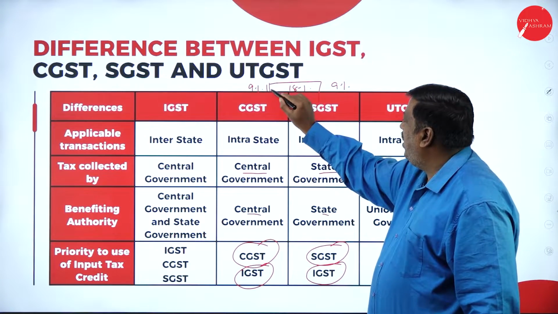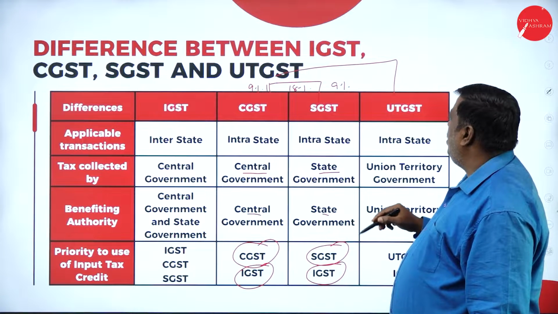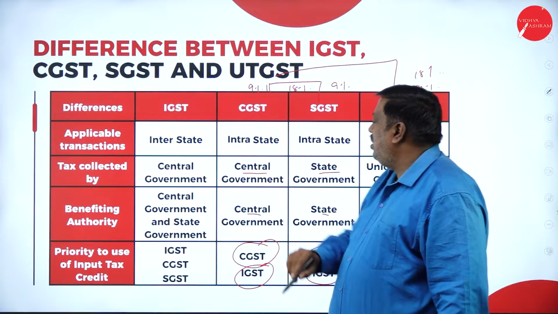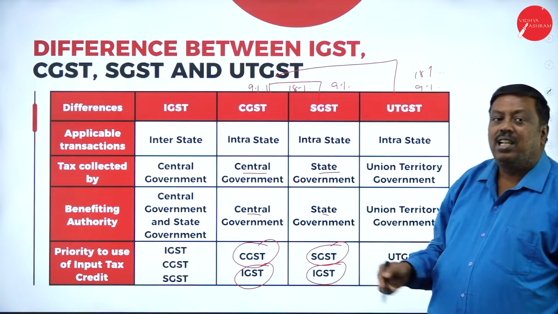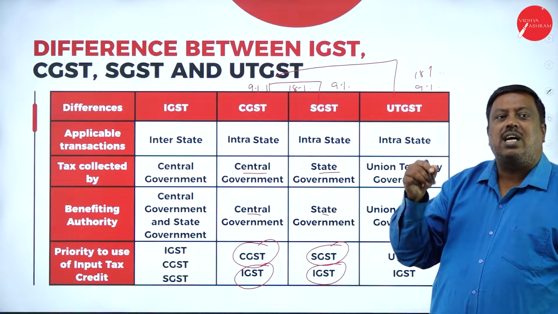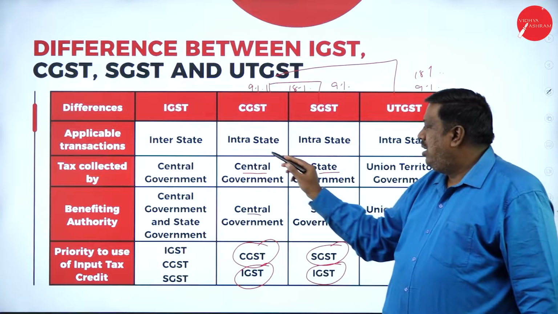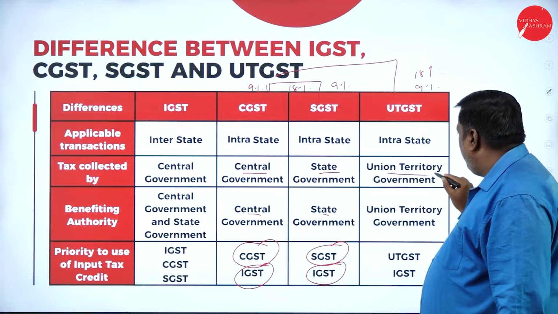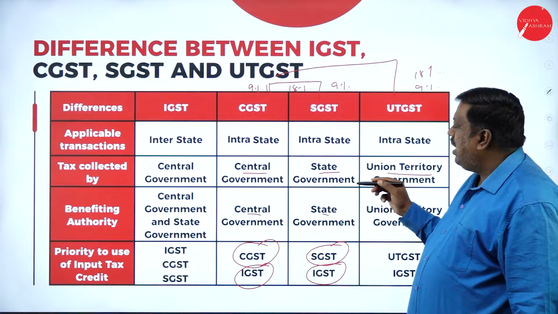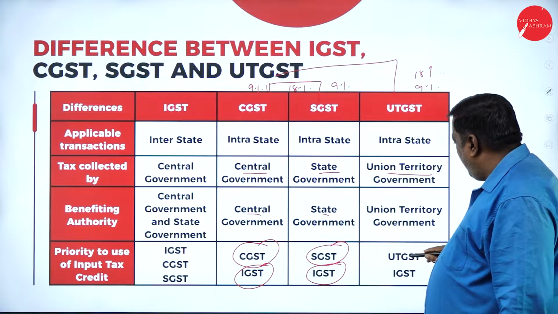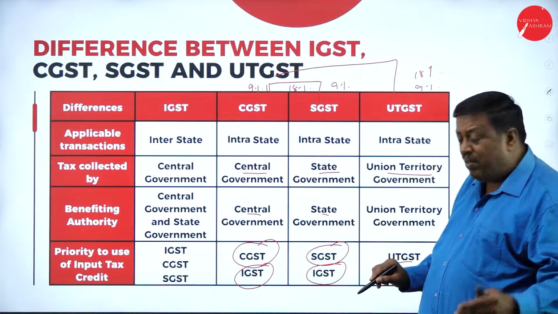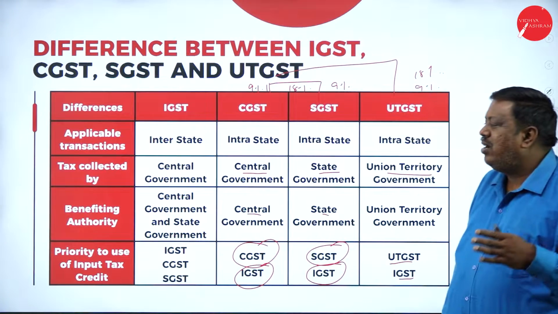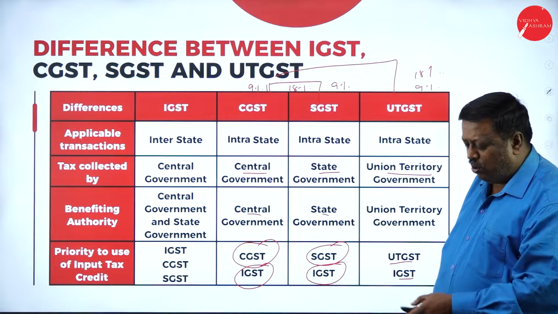The same concept applies to central and UTGST. If it is 18%, then 9% is UTGST and 9% is CGST. Within the union territory, if goods are supplied or services are provided, then CGST and UTGST are applicable. The benefit goes to the central government and the union territory, and the tax is collected by both. The first preference of tax credit will be given for UTGST and the second preference for IGST. This is the difference, and it is very simple. Understand the concept and go through it thoroughly.